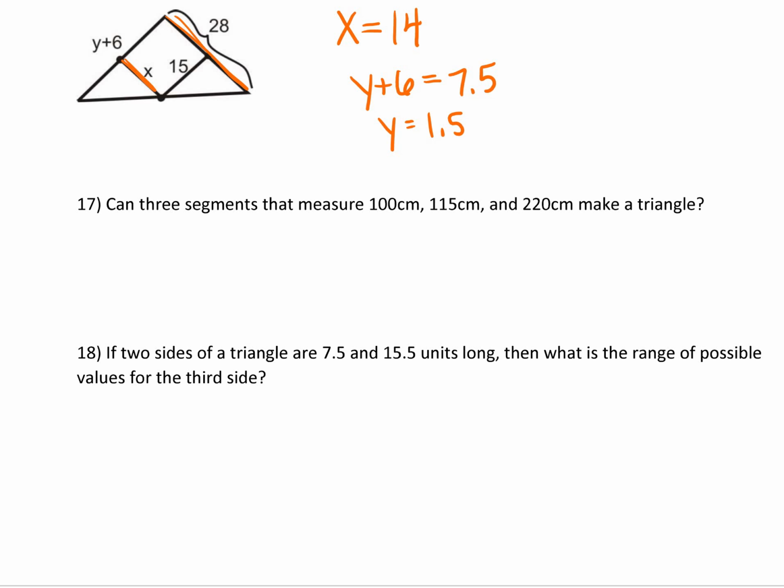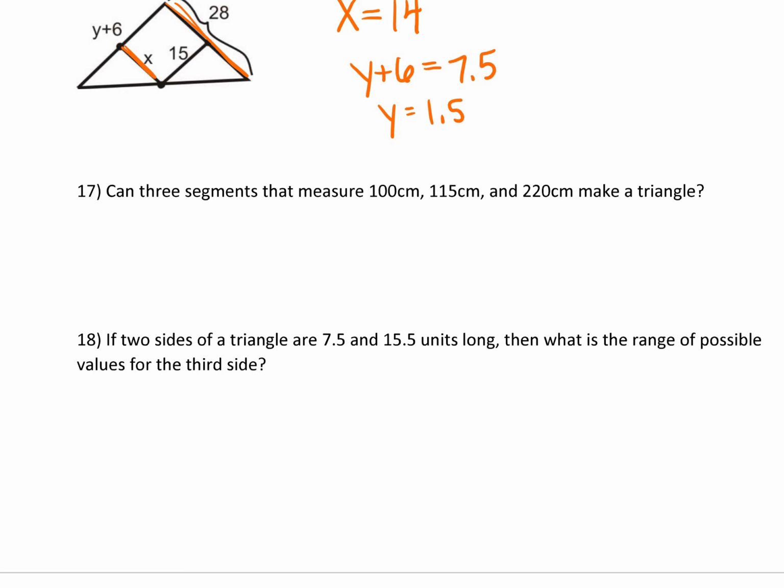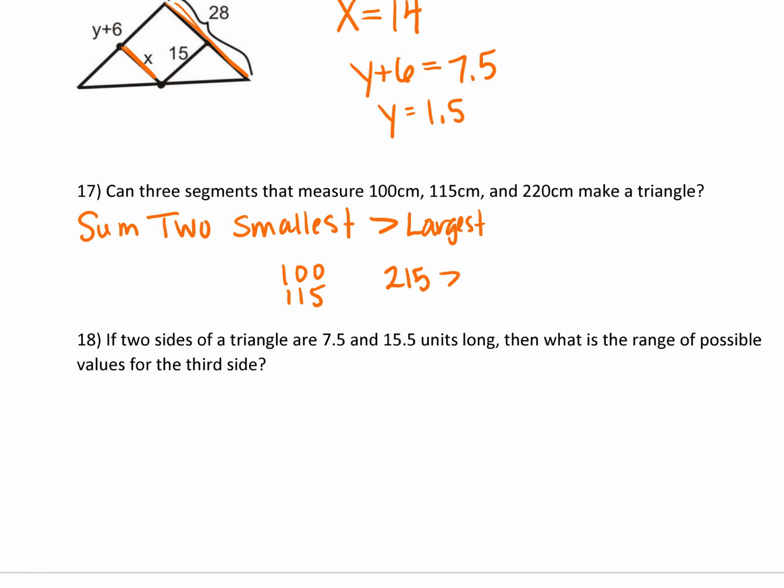Can three segments that measure 100, 115, 220 make a triangle? So we said that the sum of the two smallest must be greater than the largest side. All right, so we got 100 and 115 equals 215. Is that greater than 220? No. This cannot make a triangle. 215 is not greater than 220. It needs to be greater than the third side.